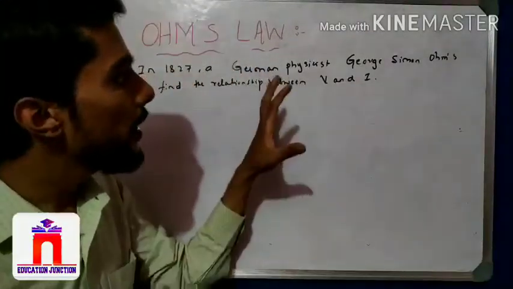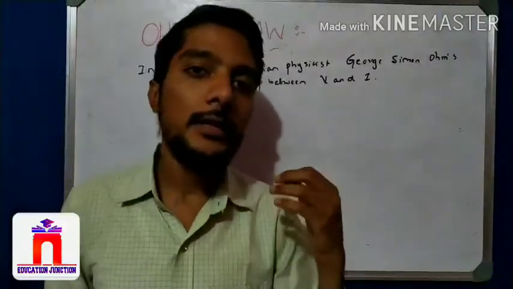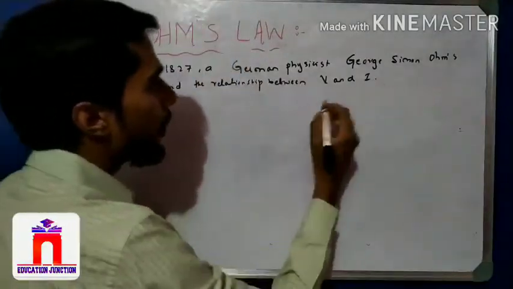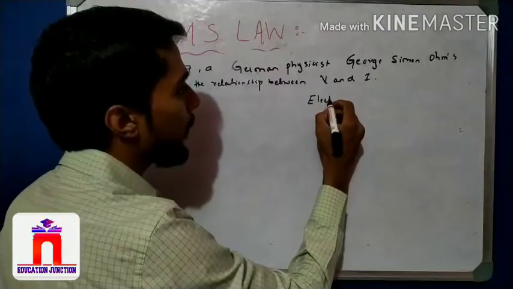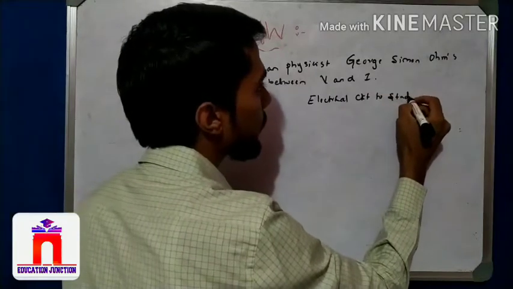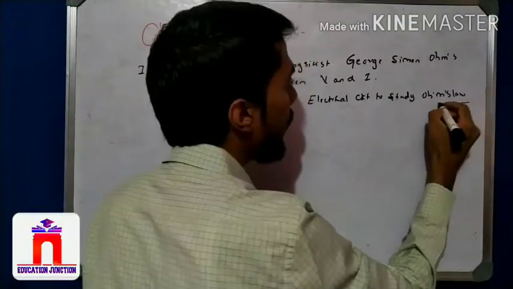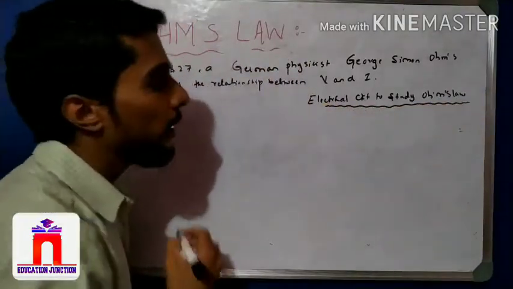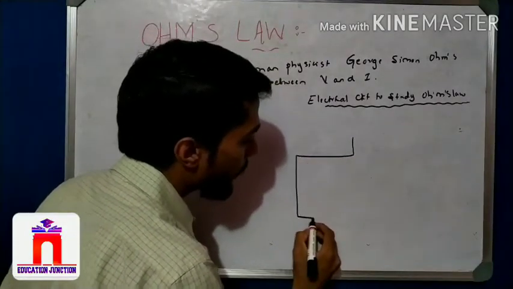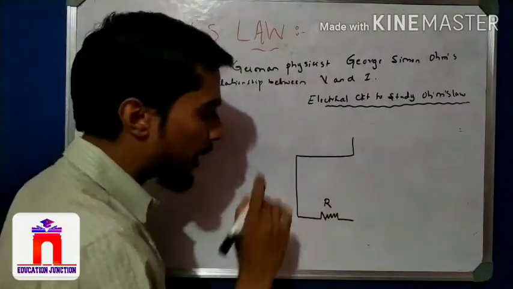Now students, what did Ohm do? He used an electrical circuit to study Ohm's law, so I draw the electrical circuit here. See what Ohm did. He used a conducting wire and a resistance, with the symbol R. What is resistance? I will explain that later.